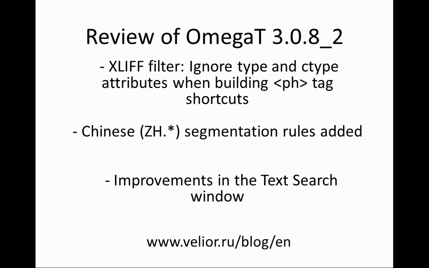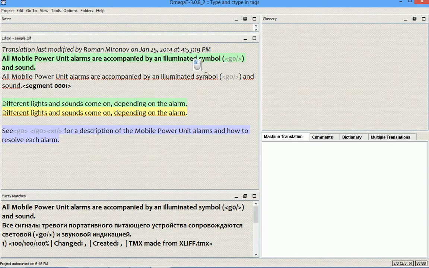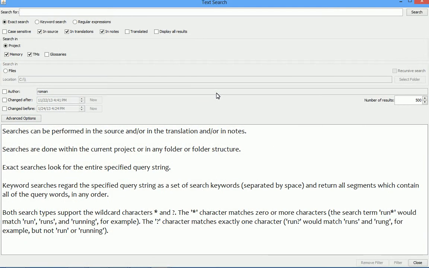Okay, and the final improvement to review is the improvements made in the text search window. Actually, there are two of them. Right, I'm going to open the text search window, and here we have two new shortcuts. The first one is for this item, translated. If I press Alt, I can also press T to enable or disable this checkbox by using my keyboard. And the same applies to the files item.